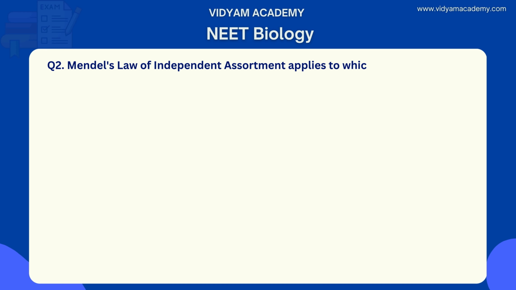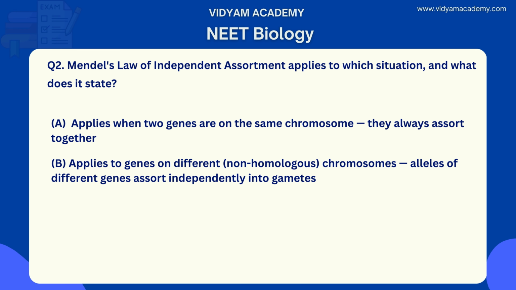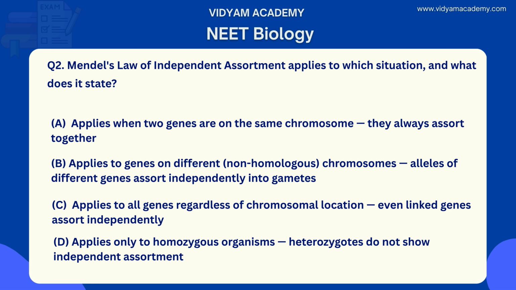Mendel's law of independent assortment applies to which situation and what does it state? Option A. Applies when two genes are on the same chromosome, they always assort together. Option B. Applies to two genes on different non-homologous chromosomes, alleles of different genes assort independently into gametes. Option C. Applies to all genes regardless of chromosomal location, even linked genes assort independently. Option D. Applies only to homozygous organisms. Heterozygotes do not show independent assortment. What is the right answer?